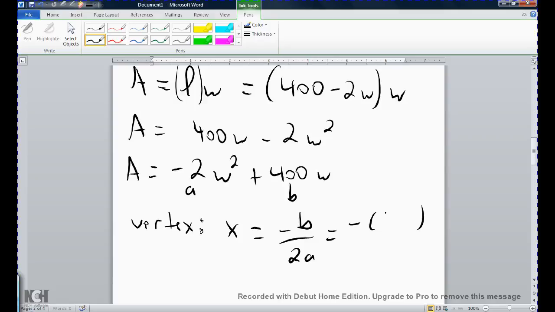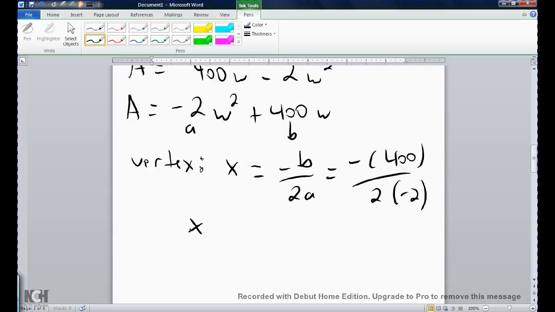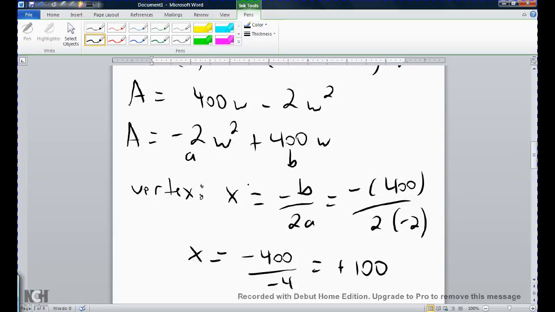and our b is 400, and our a is negative 2, which means that x is equal to negative 400 over negative 4, which is a positive 100. So that x is actually our width. Got that? So it's still the same process to find the vertex that you may have seen in other problems. It's just that our x happens to be our width.